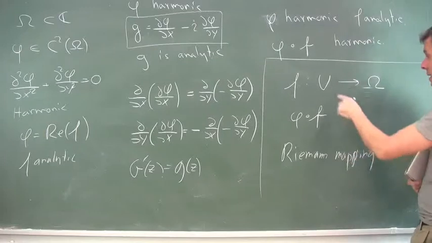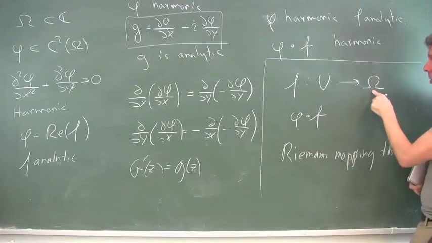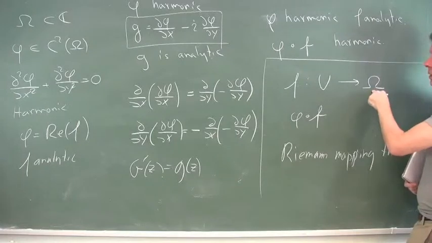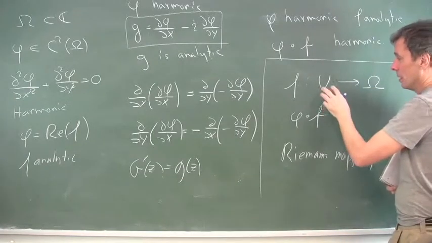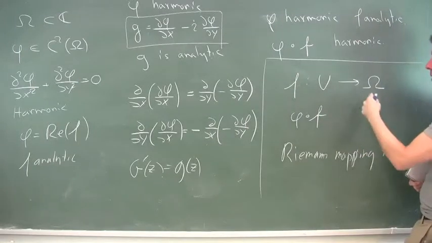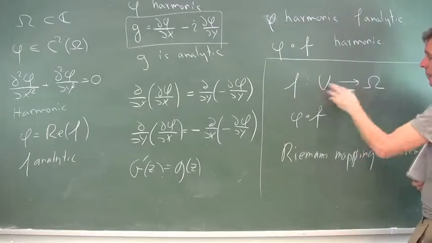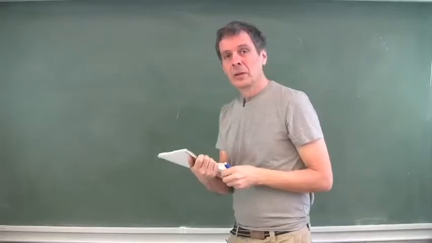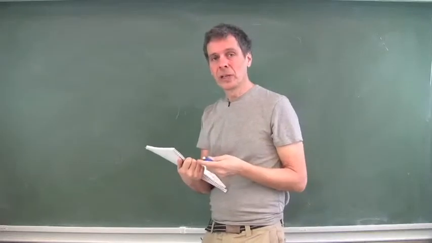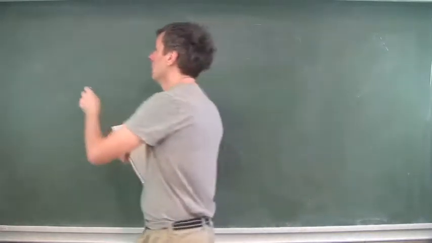And now we also have the Riemann mapping theorem, which says that if you just take any simply connected domain with the one exception of the whole complex plane, then it will be conformally equivalent to the unit disk. So there will be a map like this. So from now on, we will concentrate on harmonic functions in the unit disk.